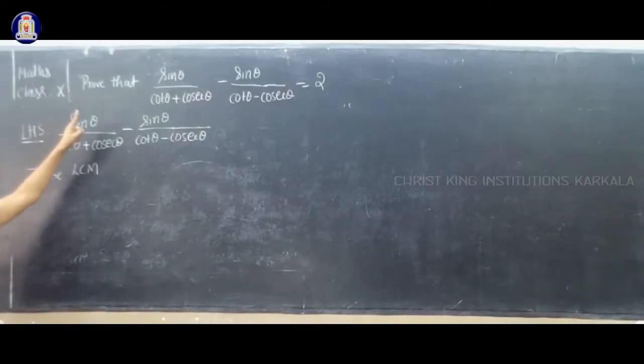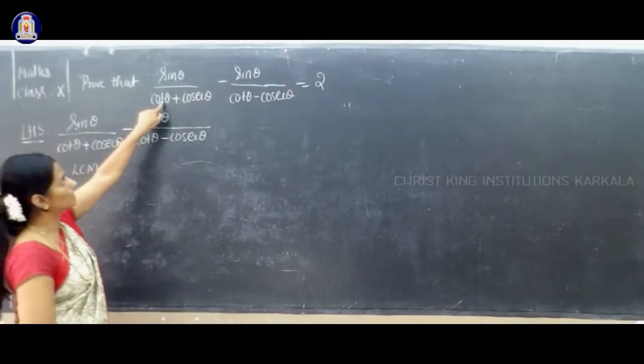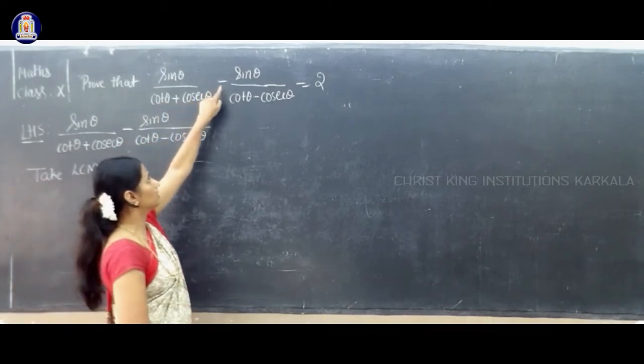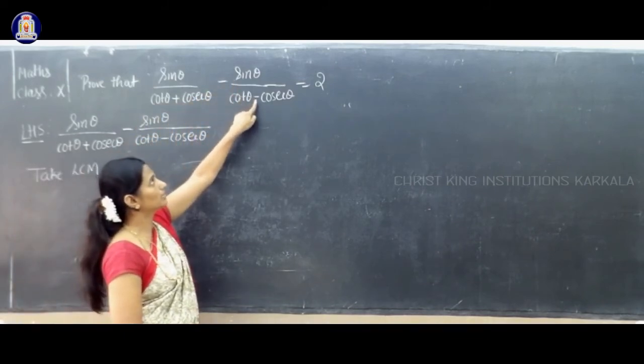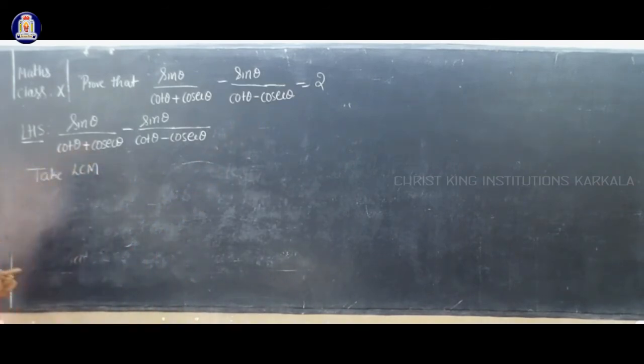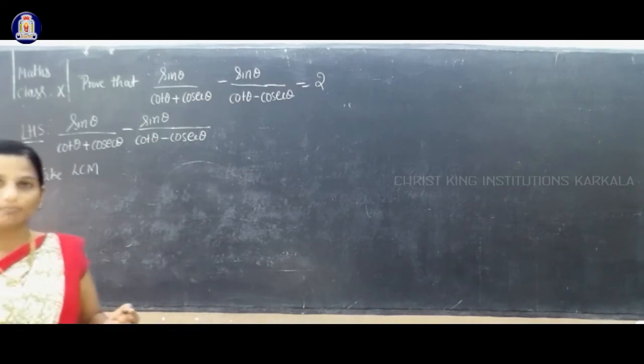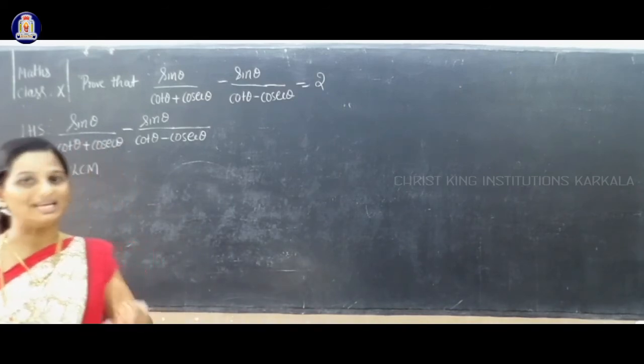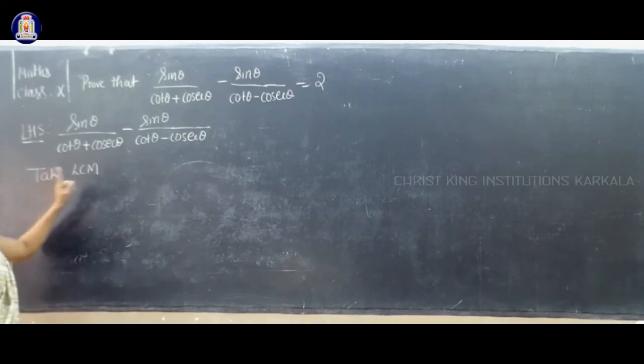Next question is prove that sin theta divided by cot theta plus cosecant theta minus sin theta divided by cot theta minus cosecant theta equal to 2. Now take LHS side. By seeing the problem only you can understand which method to apply. It is LCM, right? So now take LCM.